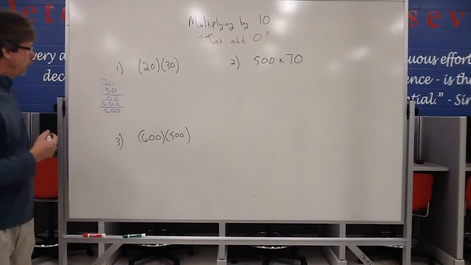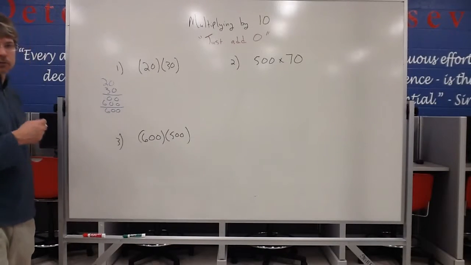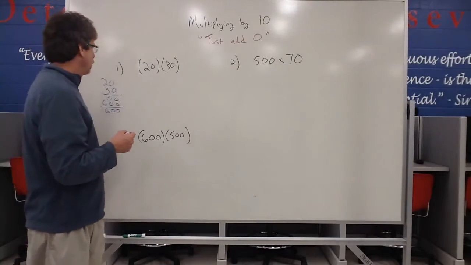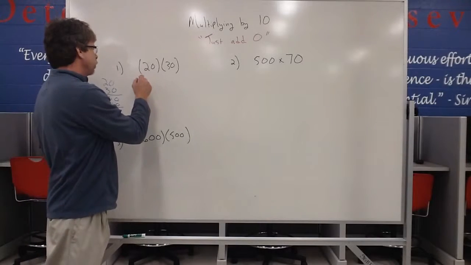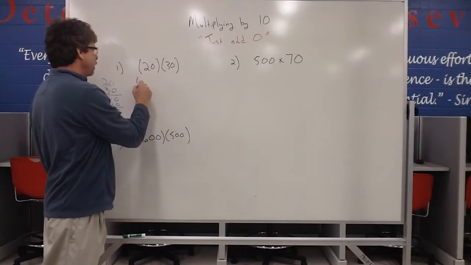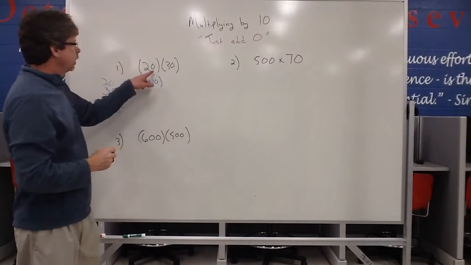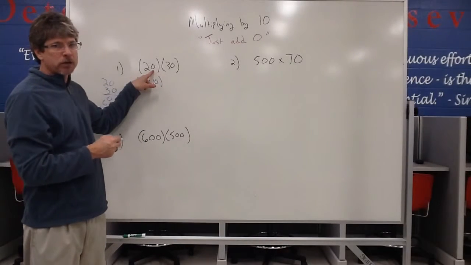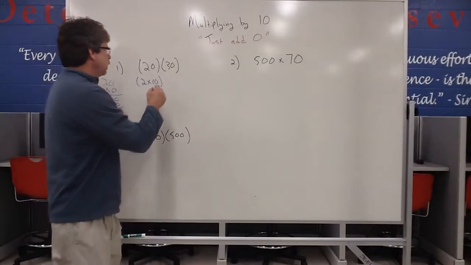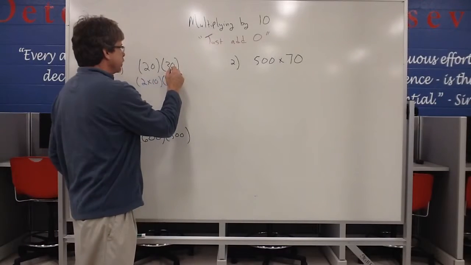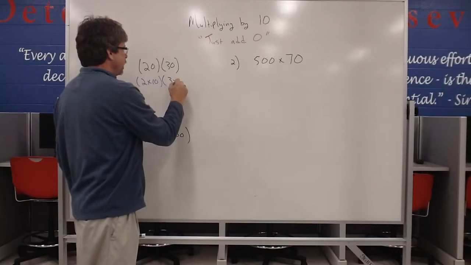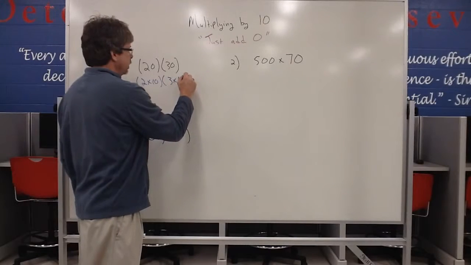So we've learned how to do it that way, and we just do what we remember. Let's put a little bit more meaning behind it. Remember, 20 is the same thing as 2 times 10. So in other words, that placeholder 0 means you're multiplying by 10. And over here we have times 30, which is also the same thing as 3 times 10.